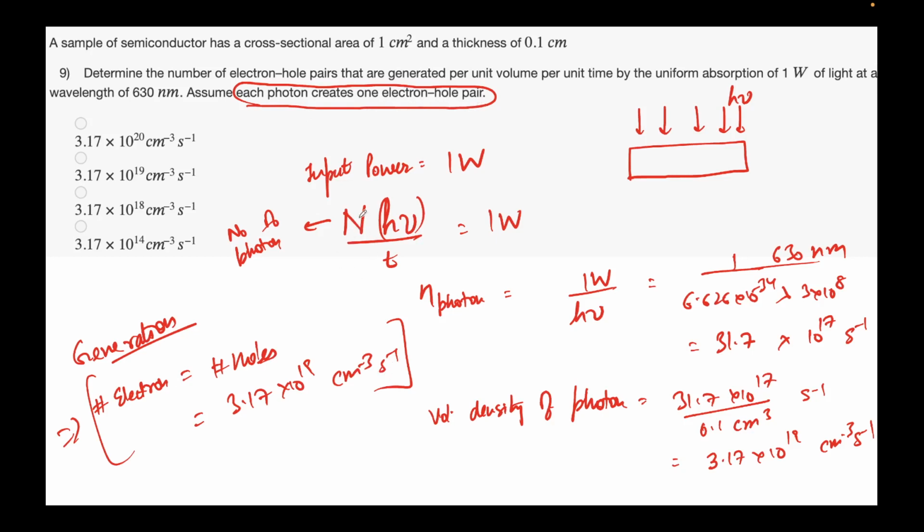So first I calculate the number of photons, then I calculate per unit second how much they are. Finally I calculate the volume density of photons per unit time, and one photon gives rise to one electron and one hole, and this number is directly replicated. So this is our correct option B.